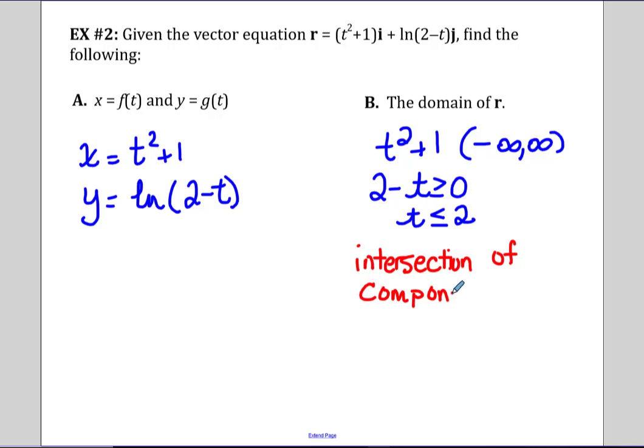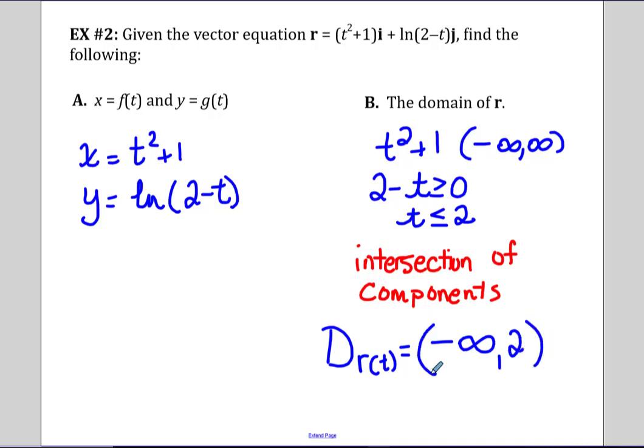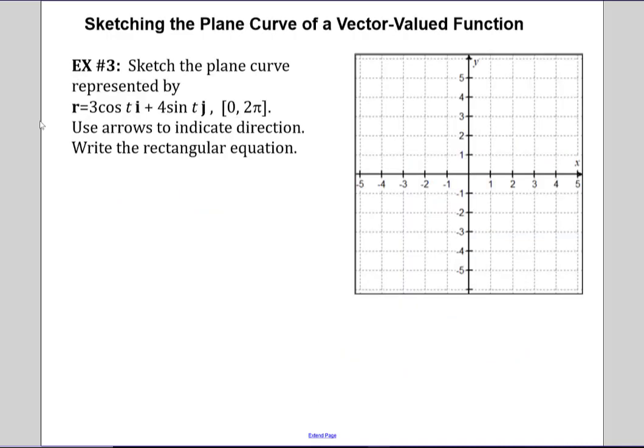So the domain of our function r of t is going to be the overlap, from negative infinity to positive 2. So this would be the domain of that vector equation.